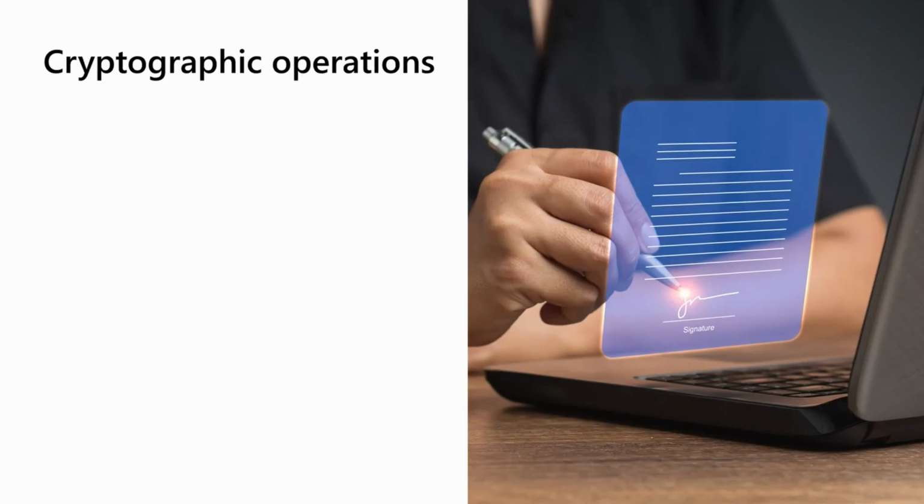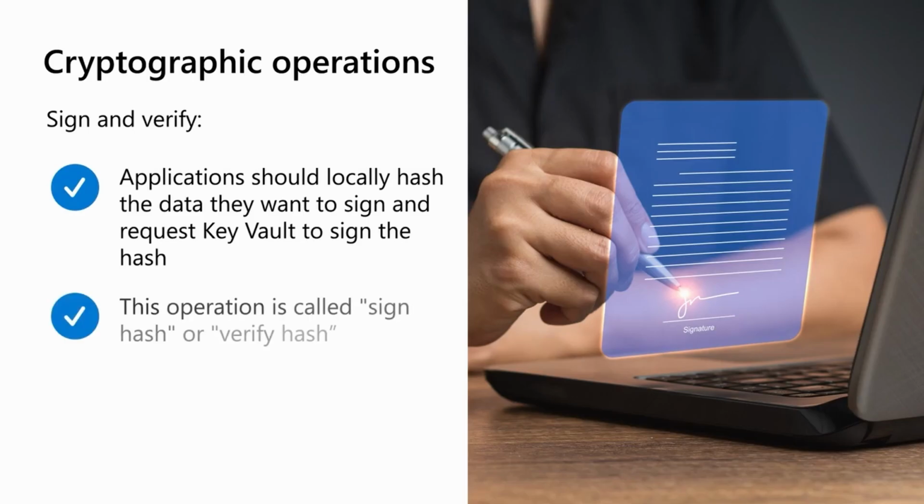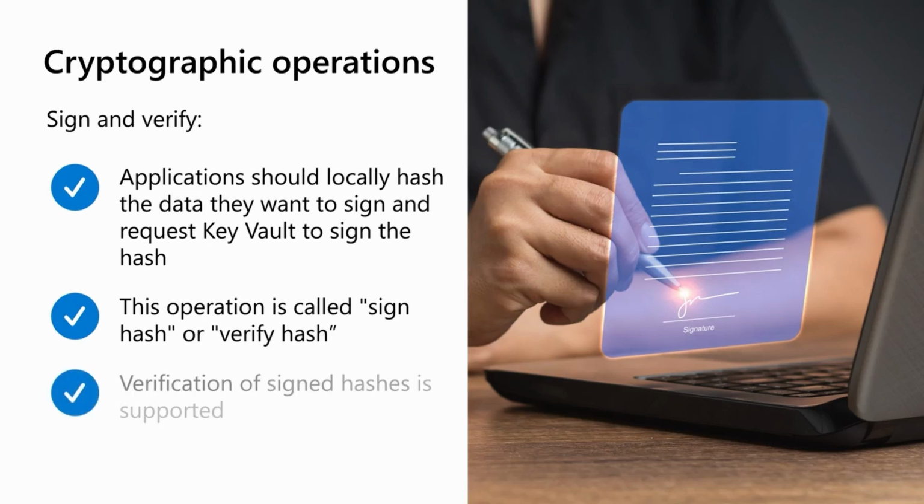The first operation is Sign and Verify. Key Vault does not support hashing of content as part of signature creation. Therefore, applications should locally hash the data that they want to sign and then request Key Vault to sign the hash. This operation is called Sign Hash or Verify Hash. However, Key Vault does not support the verification of signed hashes as a convenient operation for applications that may not have access to the public key material.